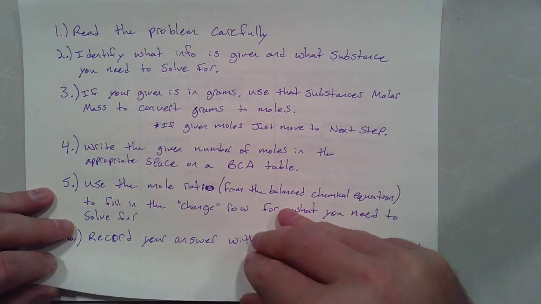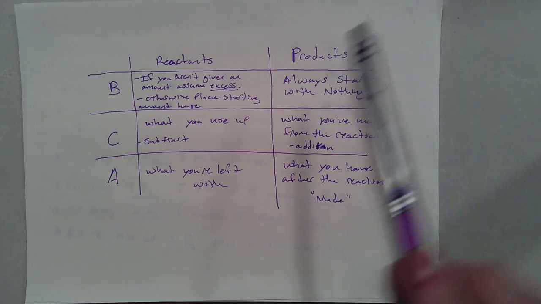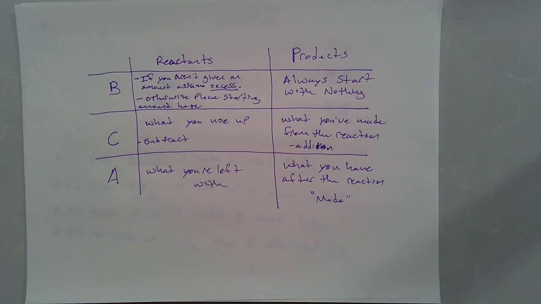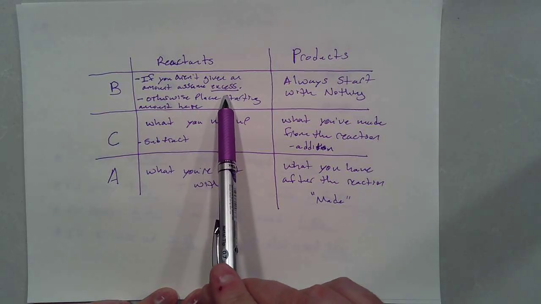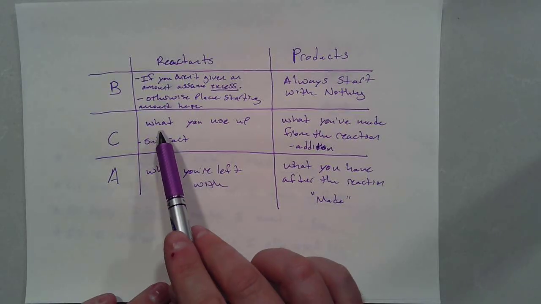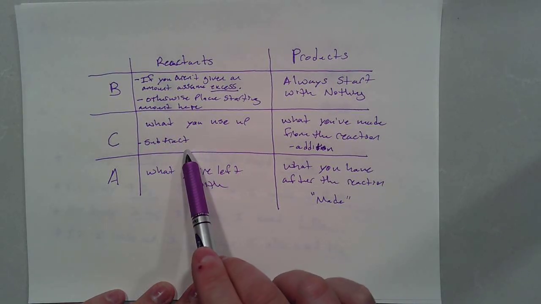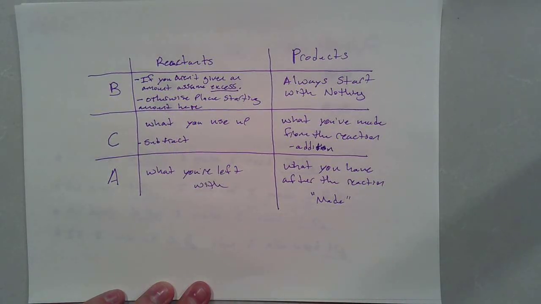So what exactly goes on our BCA table? Well, on our BCA table, we have our reactants. Our reactants are the things before the arrow begins. So in your before column, if you aren't given anything, you can just assume that it's excess. Otherwise, place the starting amounts there. So if you're given a starting amount, put it here. What you use up, subtract. So anything that happens in the change on this side of our chemical equation, we're going to be subtracting. And whatever's down here is what you're left with after the reaction has completed.